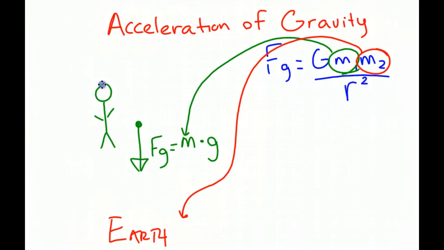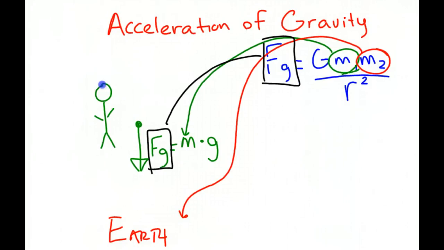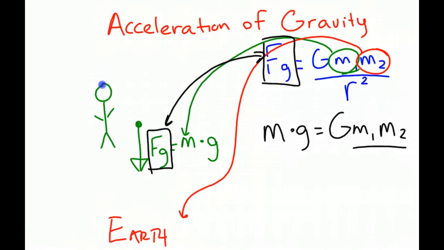then we can see that in fact this force here is the same as this force here, and we can set them equal, right? Because Fg equals Fg. So we have two ways of expressing what Fg is. We have Fg equals mg and Fg equals G m1 m2 over r squared. And so we can set them equal and say m times g is equal to G m1 m2 over r squared.